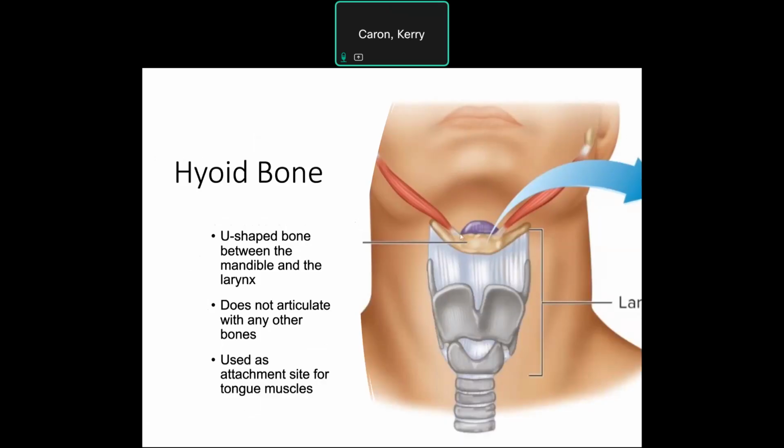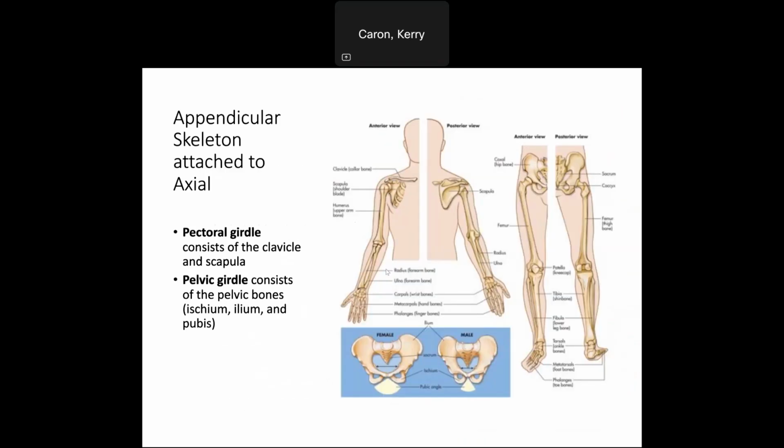Hyoid bone. This is a U-shaped bone between the mandible or the jawbone and the larynx, which is the voice box. It doesn't attach or articulate to any other bones. Okay, so we've done the axial skeleton. Now let's move to the appendicular.